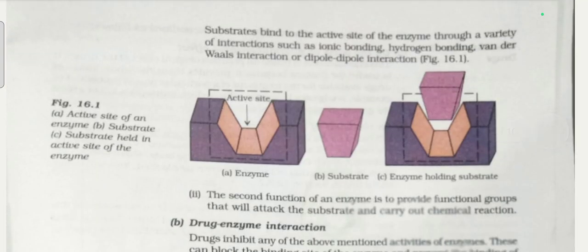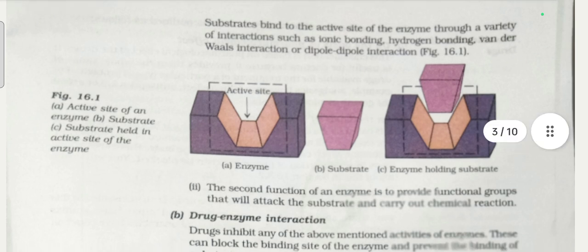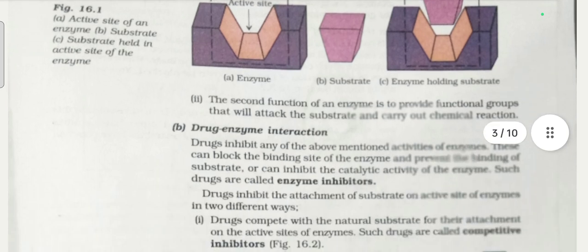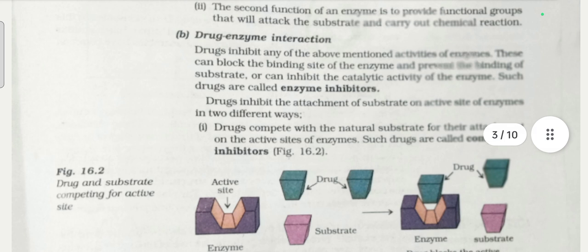Substrate bind to the active site of enzyme through a variety of interactions such as ionic bonding, hydrogen bonding, van der Waals interaction, or dipole-dipole interaction. Second function of the enzyme is to provide functional groups that will attack the substrate and carry out chemical reaction. Drug enzyme interaction.